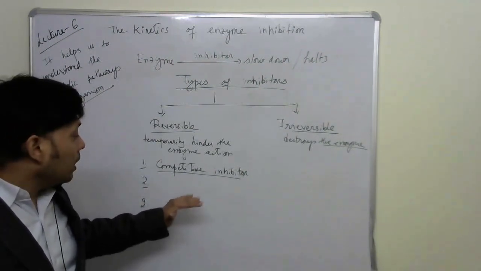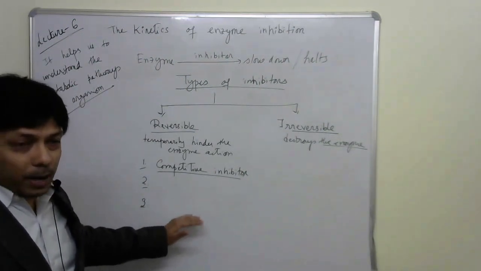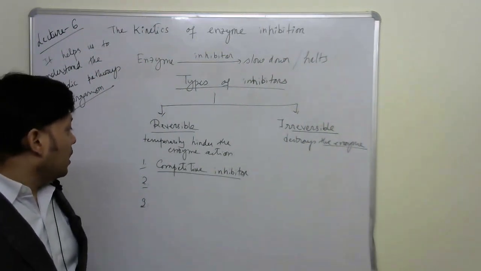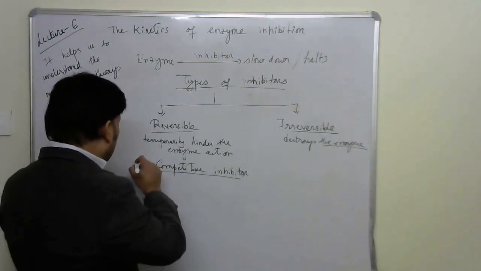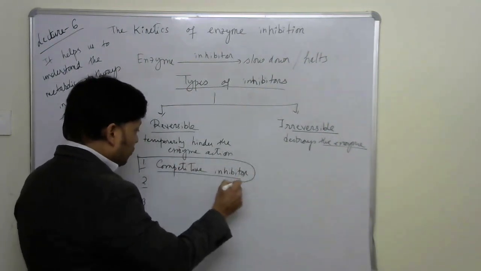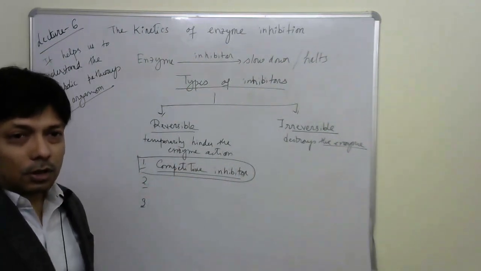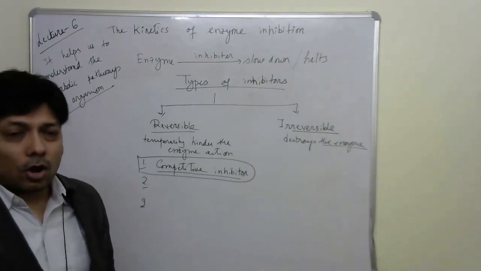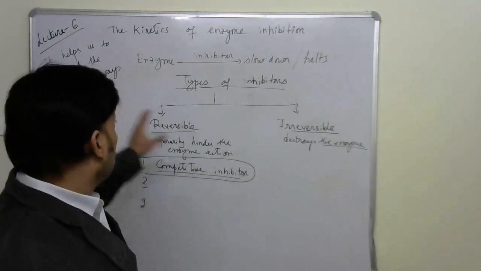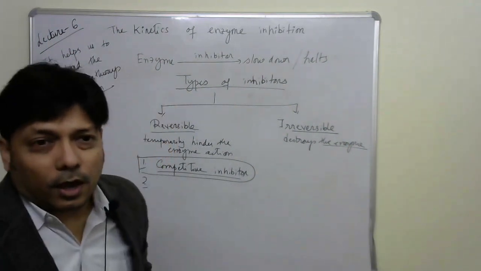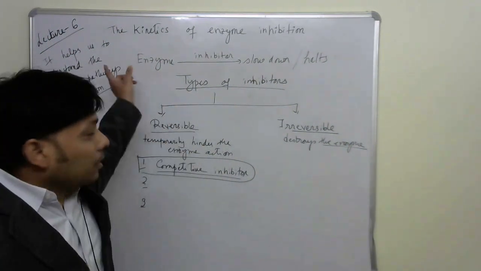because these are all important. These give us important mechanistic pathways. But in today's lecture, we will concentrate on the competitive inhibitor, or the process of competitive inhibition. So let me clean the board and we'll start the topic afresh.